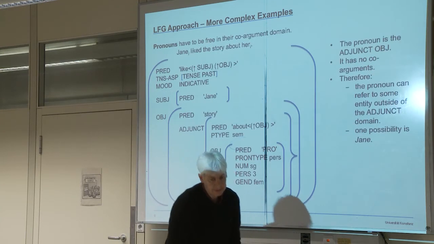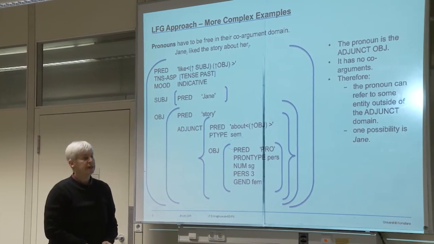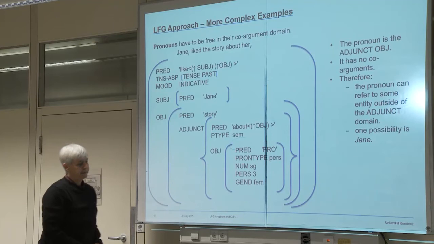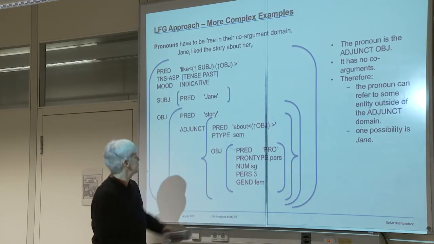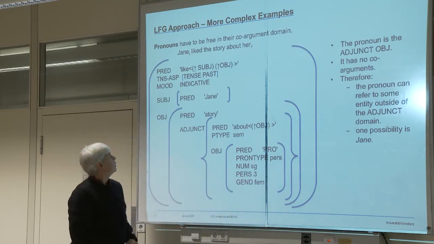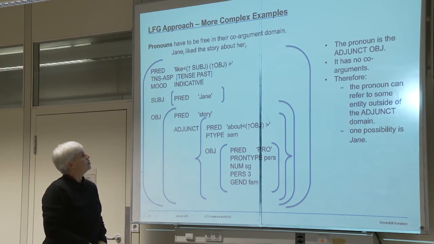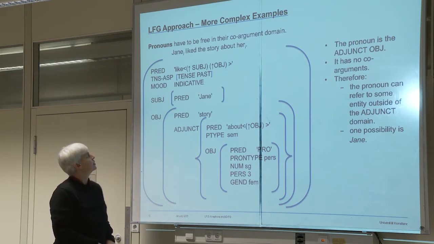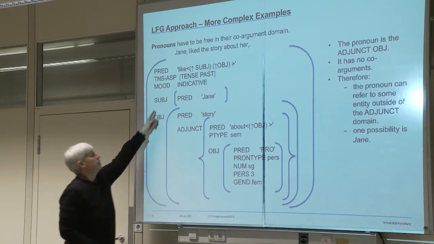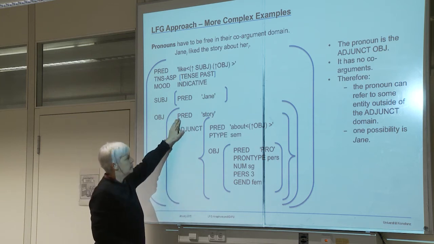Okay, moving right along. A different example, this is an example with a prepositional phrase. Jane liked the story about her. Again, I'm starting with a pronoun. Okay, so Jane liked the story about her. Let's do the F structure. I've given it to you. Like is a two-place argument. It has a subject, Jane, and an object, story. About her is an adjunct, modifying story.